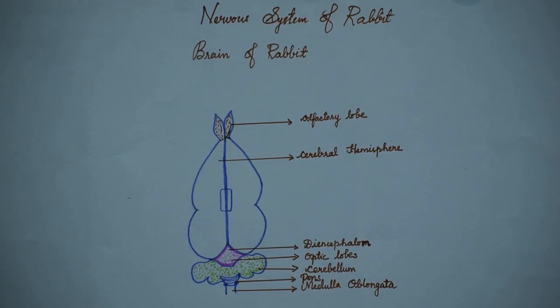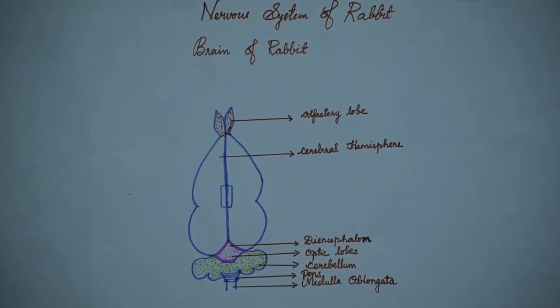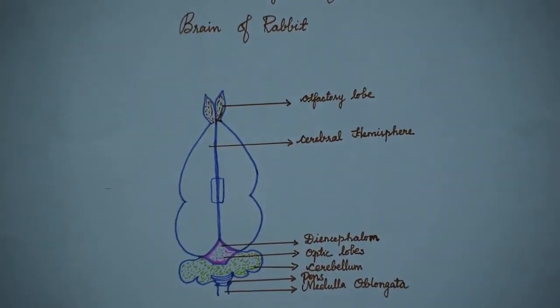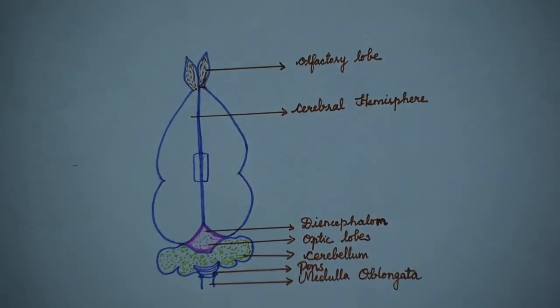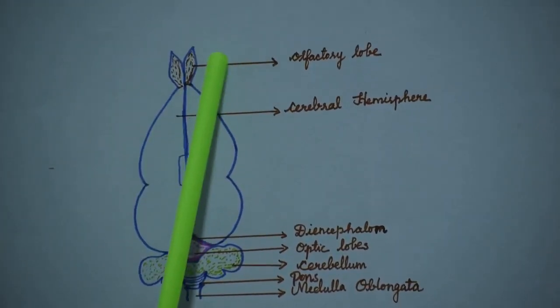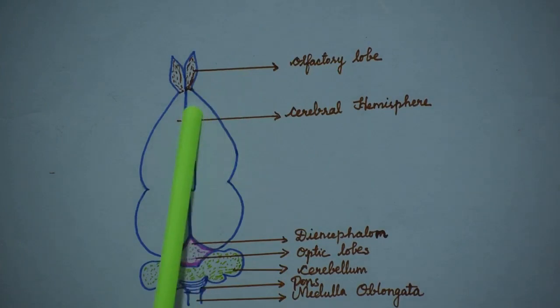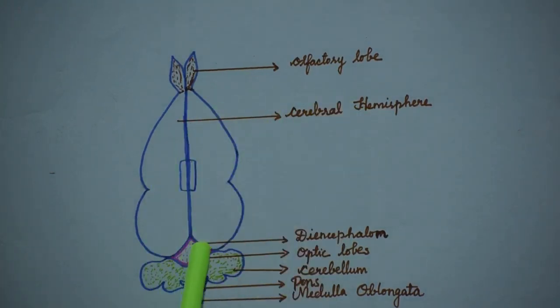Next, the brain is covered by 3 membranes. The outer membrane is dura mater, the inner membrane pia mater, and the middle membrane arachnoid membrane. Brain is divided into 3 parts: forebrain, midbrain and hindbrain. Forebrain consists of olfactory lobe, cerebral hemisphere and diencephalon.